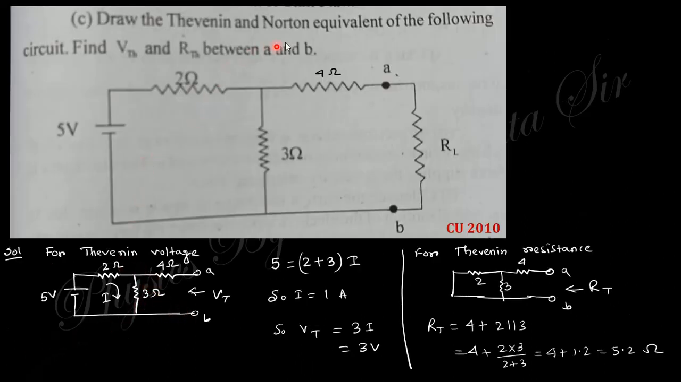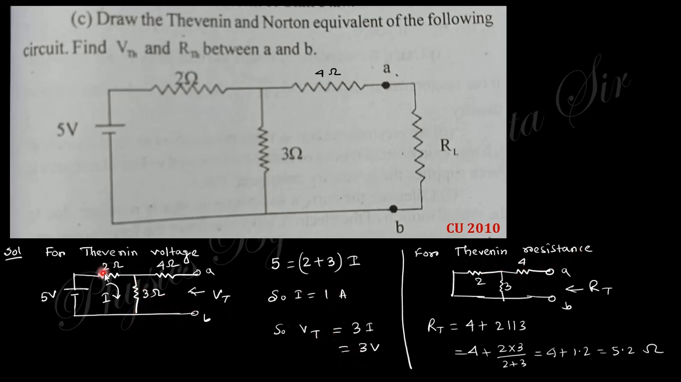Next question, draw the Thevenin and Norton equivalent circuit of the following. Find VTH and RTH between A and B. You need to find out the VTH and RTH between A and B. So for Thevenin voltage, you will get this. The current will be nothing but this voltage by total resistance. So the current will be this. So the voltage across this will be 3 volts. So Thevenin voltage is 3 volts.